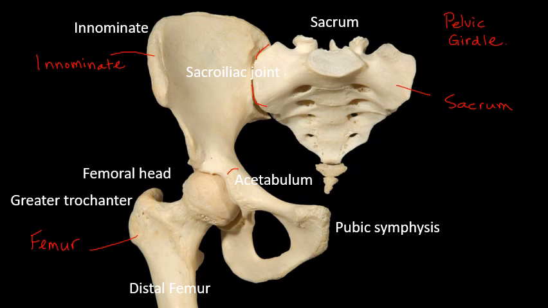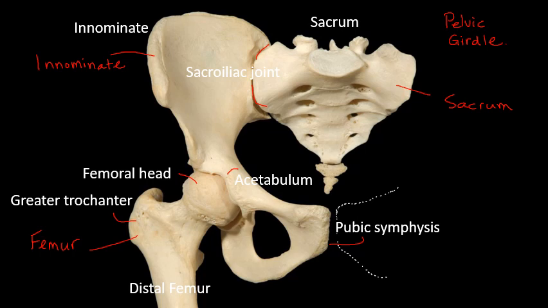Okay, so we have our femoral head, and then we have something called the greater trochanter and our pubic symphysis. So this is where we do have that joint with that other, if I was to draw it in here, or the other innominate bone that makes up the rest of our pelvic girdle.